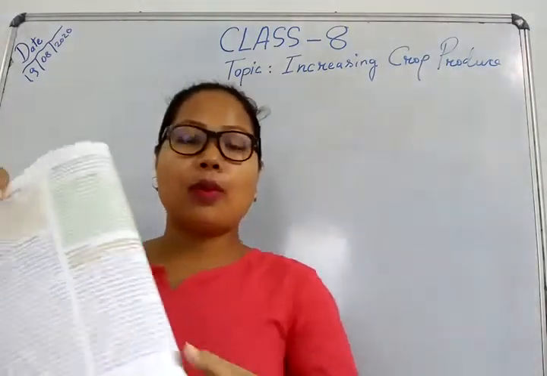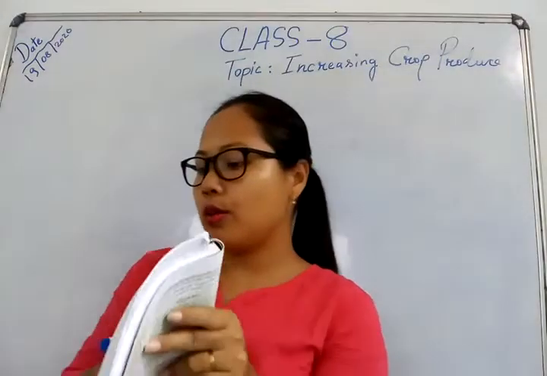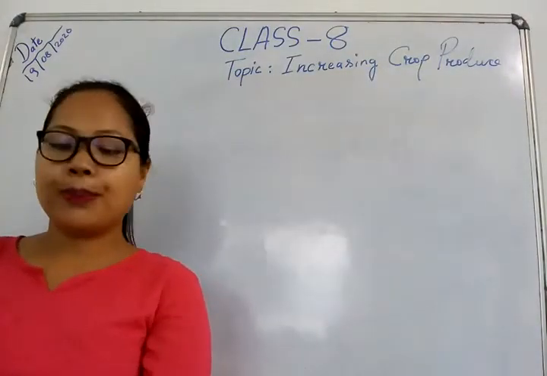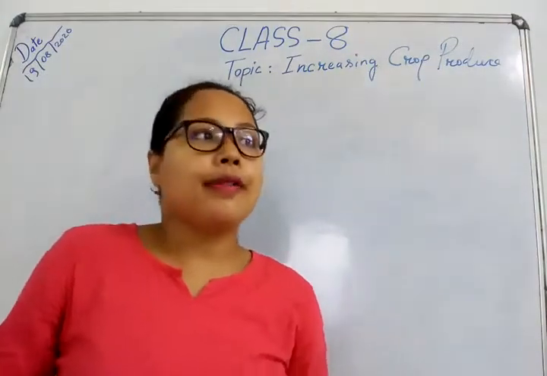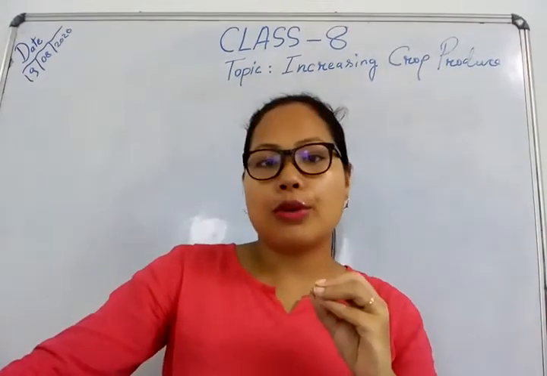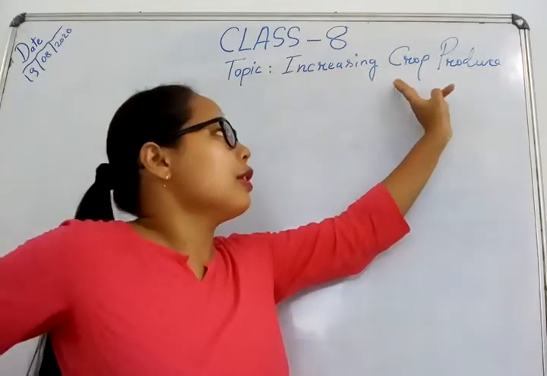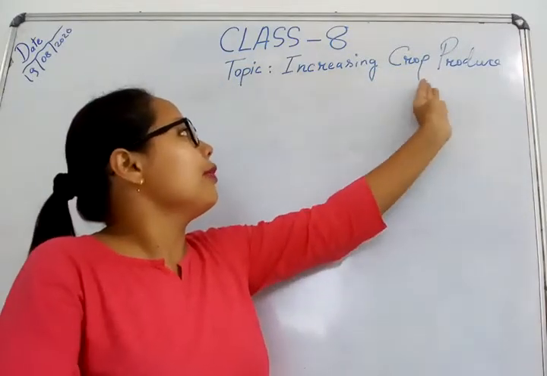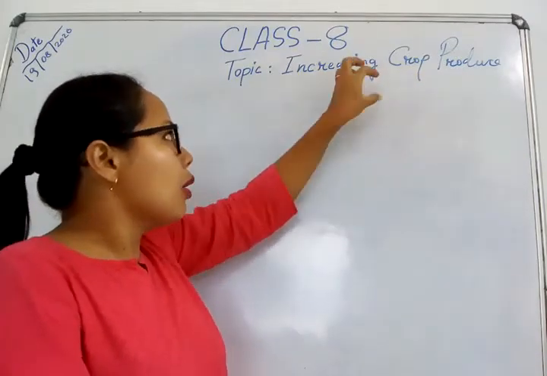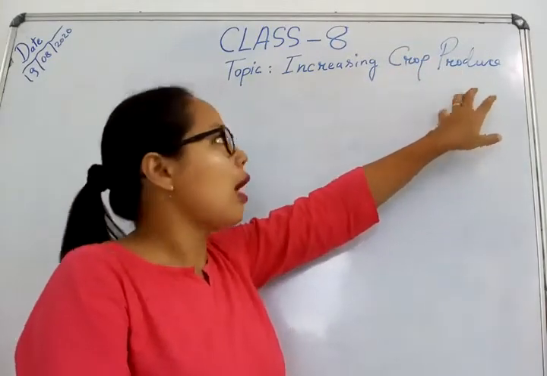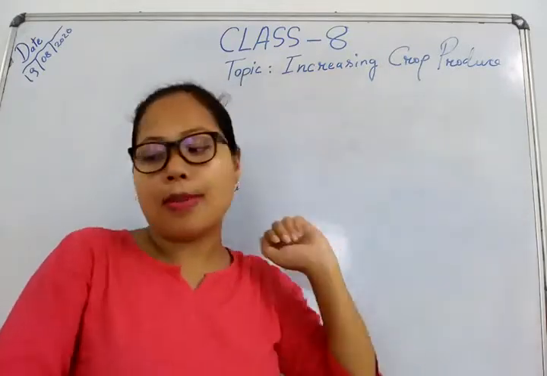So I want you to take out your science textbook and go to page number 14. Okay, so today we will be discussing increasing crop produce. In your last class we discussed methods of crop production, and today we will be discussing this topic called increasing crop produce. So simply we can get something from this point, isn't it? Increasing crop produce means how to increase crop production, or how to get more crop production. Okay, so we are going to discuss this.